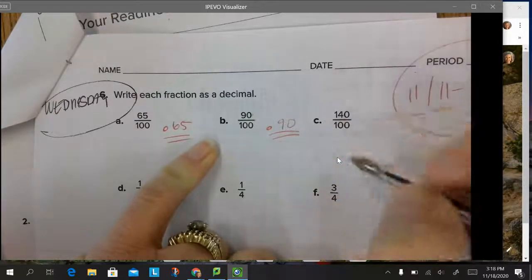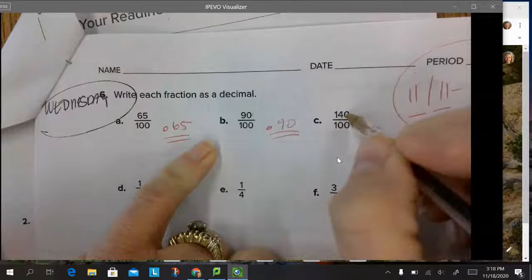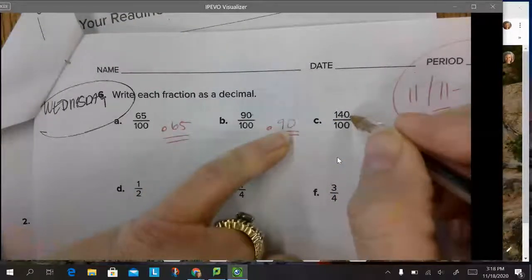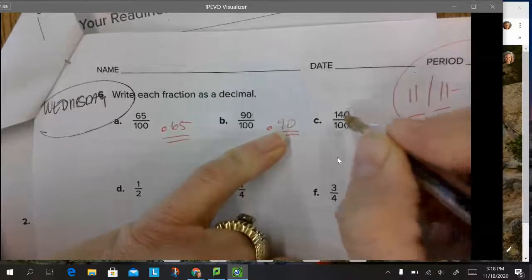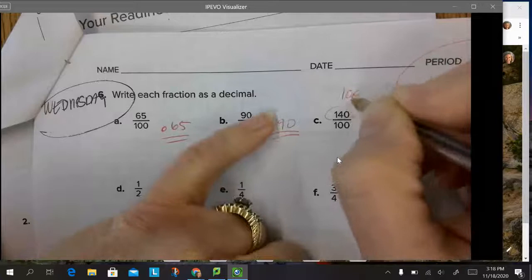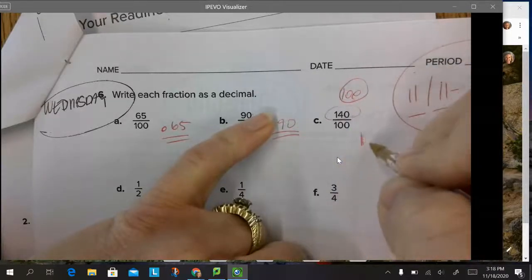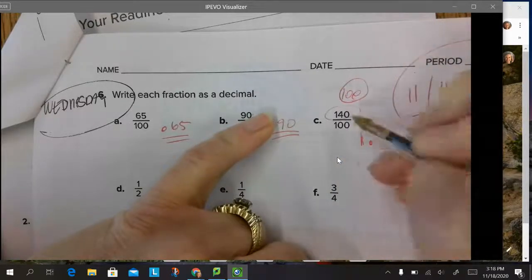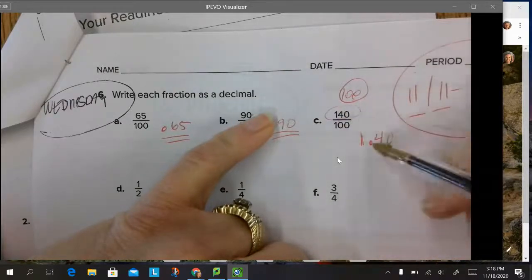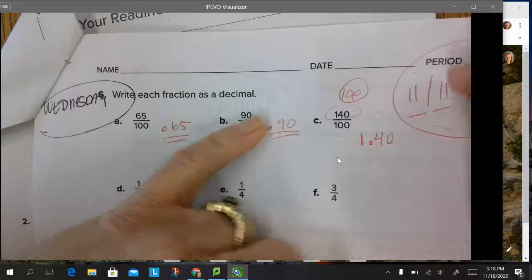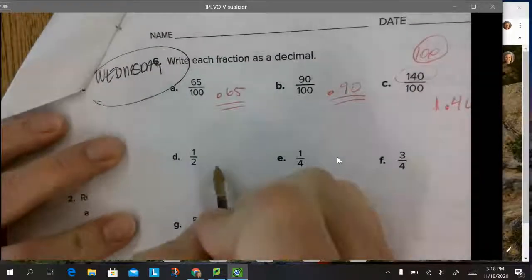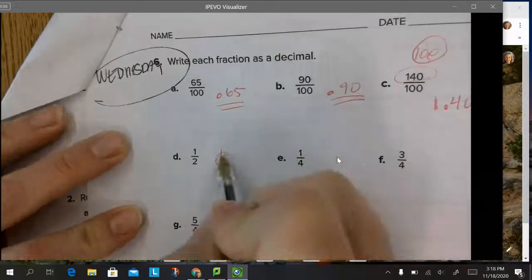All right, look at the next one. Look at letter C. If you have 140 over 100, you have 140 hundredths. But notice that this number is larger than 100, so you actually have 1.40. You have 1 whole and 40 hundredths left over. So it's 1.40.